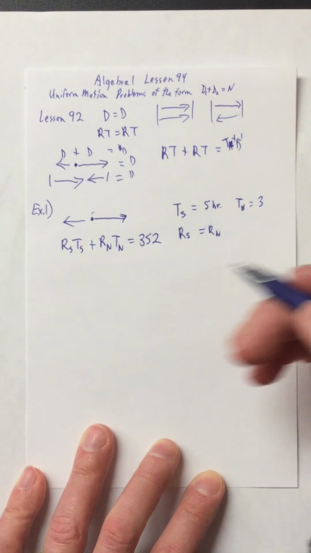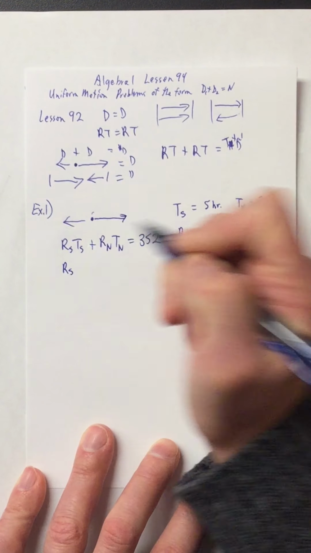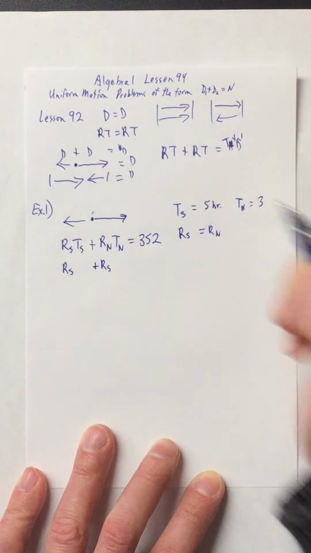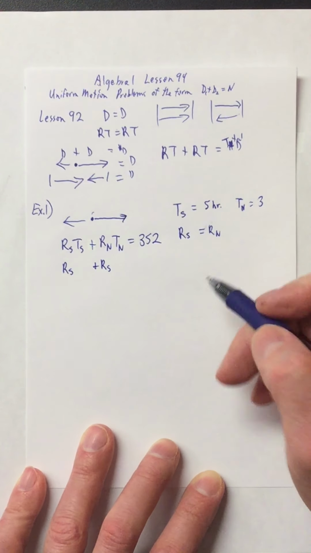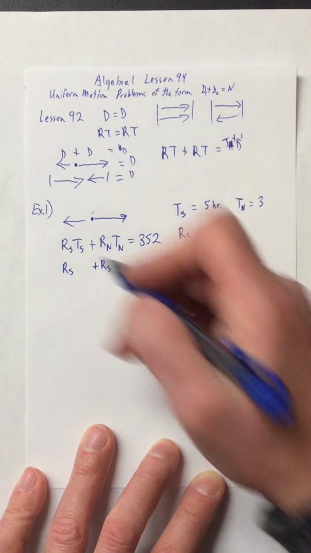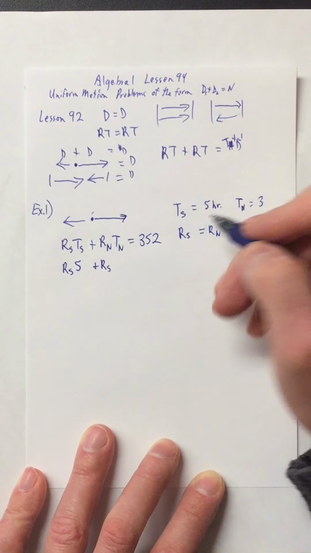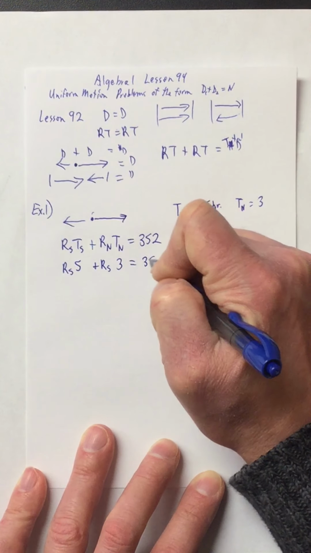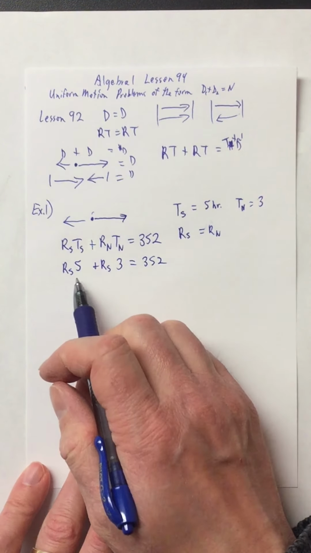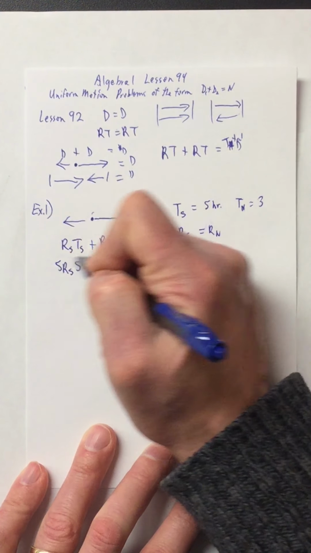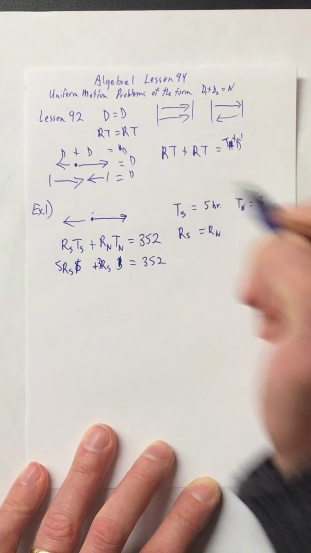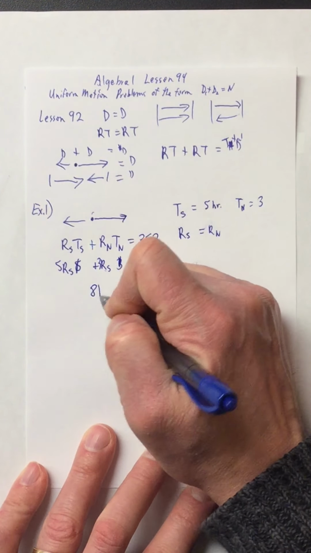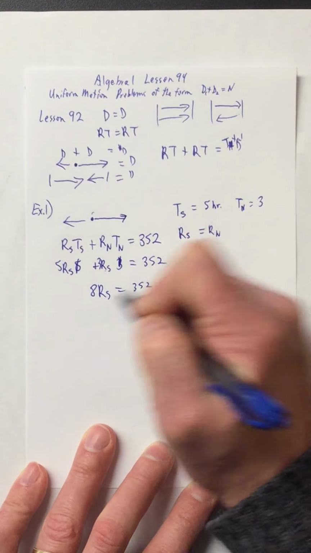All right, let's fill in some information. The rates are the same, so let's pull down the rate of the southbound bus. Let's substitute the rate of the southbound bus for the northbound bus since they are the same over here, substitution. All right, the time of the southbound bus is 5, so put a 5 here. The time of the northbound bus is 3, so now we have our equation set up. I'll write the rates in the front, a little more intuitive. All right, we have 5RS plus 3RS gives us 8RS is equal to 352.